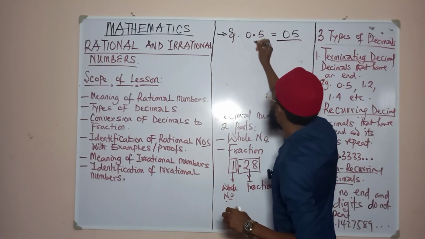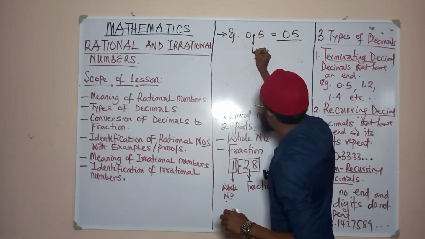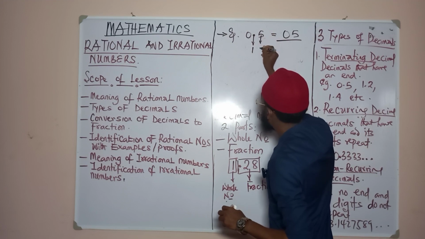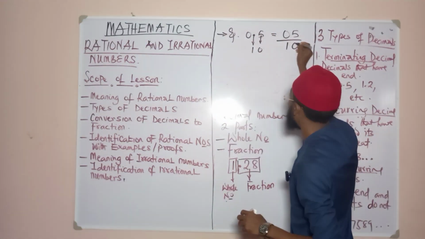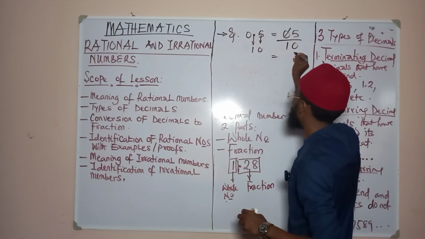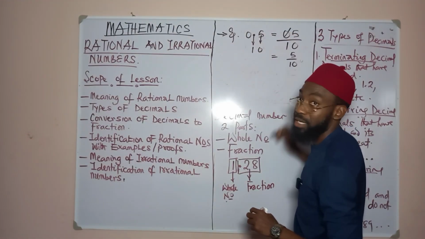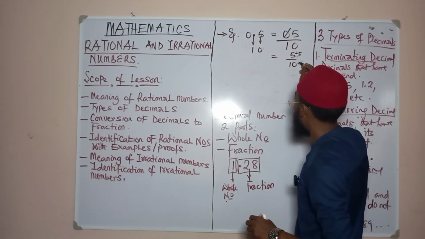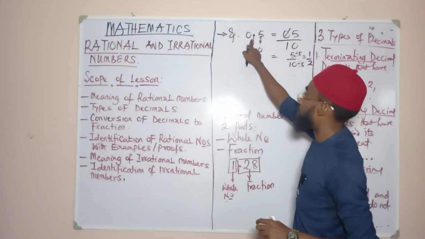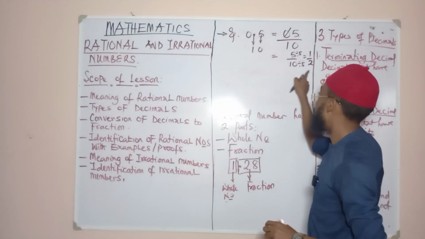Draw your horizontal bar, turn this decimal point to 1, and every other digit after that decimal point, turn it to 0. So we're going to have 0 here. This 0 means nothing. So invariably we have 5/10. And if you reduce this to the lowest term, you see that 5 can divide here and 5 can divide here. So we have 1/2. So I have converted a terminating decimal to a fraction.